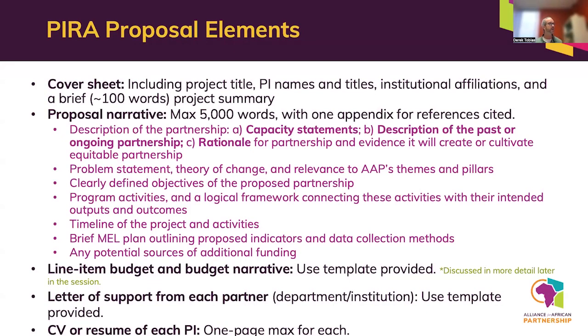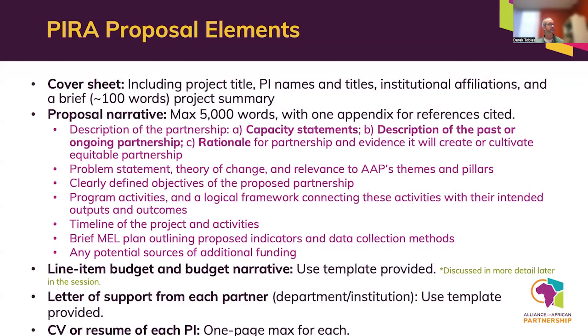Now, when we talk about a description of the partnership, we're talking about capacity statements, which outline the partner's strengths in relation to the proposed roles and responsibilities in the partnership. We're also talking about a description of the past or ongoing partnership, if applicable. As Amy mentioned, these are meant to be seed grants, so it's perfectly okay if you're forming a new partnership. If that is the case, you might want to spend more time on Part C, the rationale for the partnership and evidence it will create or cultivate equitable, sustainable, and mutually beneficial partnerships.